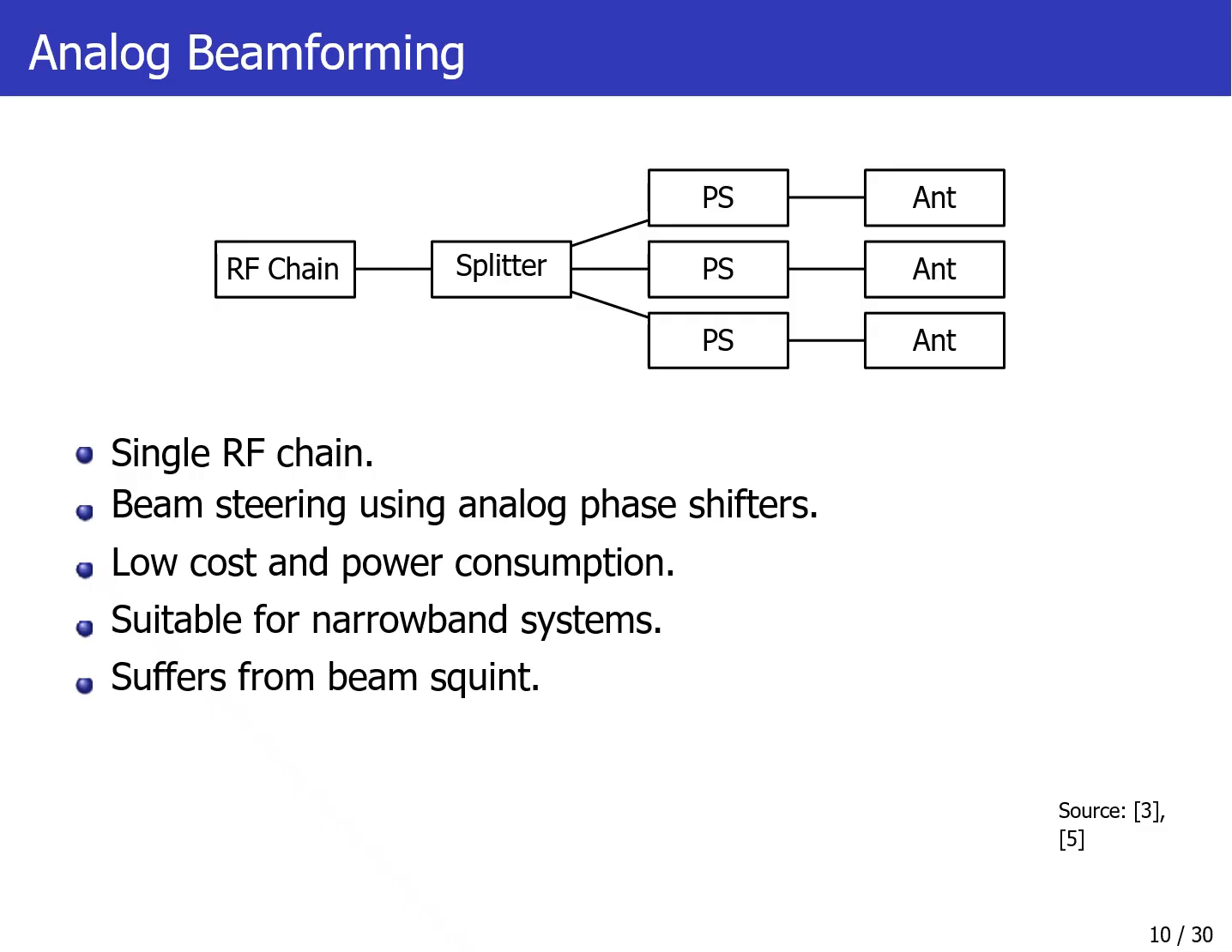And some advantages of analog beamforming include low power consumption, fewer RF chains, lower implementation costs, and lower hardware complexity. Since only one RF chain is required, analog beamforming is very advantageous for large antenna arrays, and it is very suitable for narrowband systems. However, there are some limitations of analog beamforming. One of the major limitations is that it is not suitable for wideband communication systems, because in wideband systems, analog beamforming suffers from a phenomenon called beam squint.